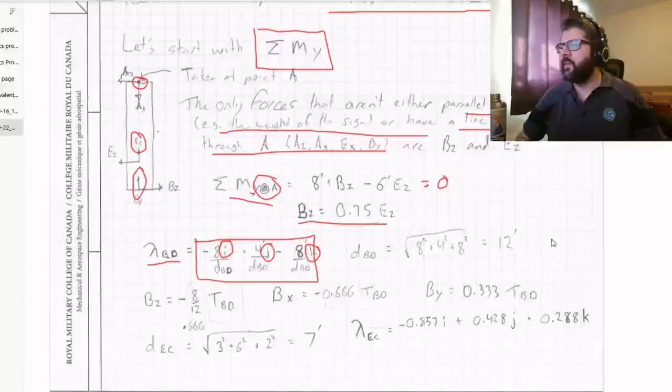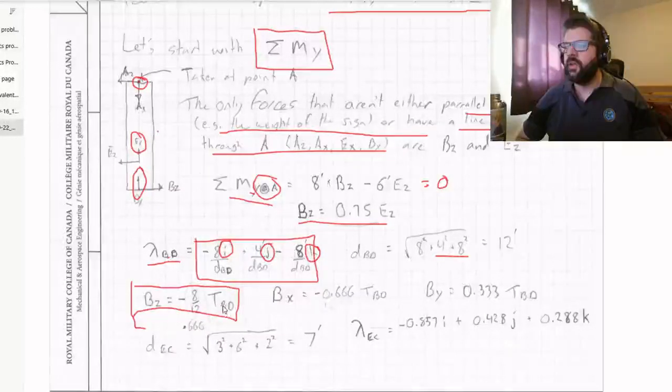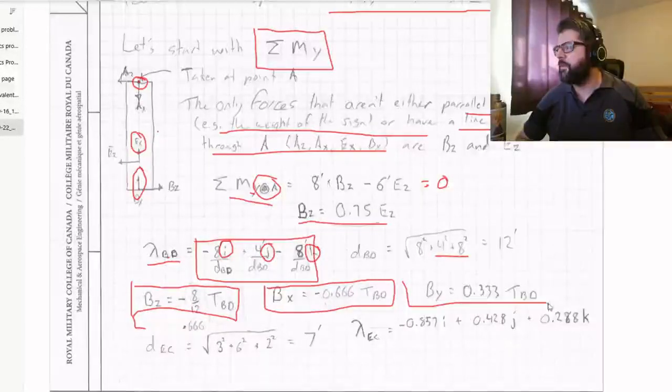We need to find what the total distance from B to D is. Again, that's just Pythagoras' theorem, so that's 12 feet. So we can solve for what the BZ is in terms of the tension in the cable from B to D. That ends up being minus 8 over 12 TBD, or minus 0.666. And likewise, we can do the same thing for BX and BY.